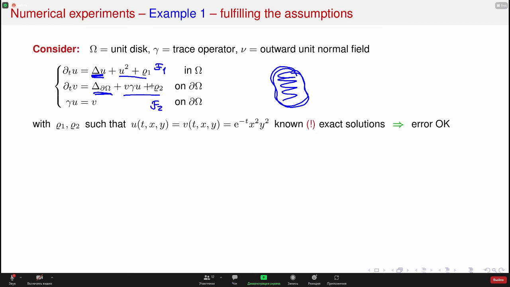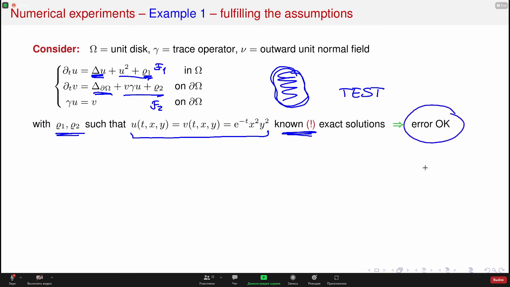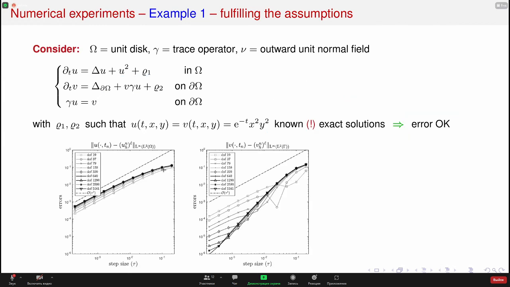Why exactly this, and what are these rho functions? These rho functions are chosen such that we know the exact solutions. So this is very important. This is just a test example, but here we have the known exact solutions and therefore we can compute the error really explicitly. So this is the exact error. Now we can really compute this and we get these error plots.